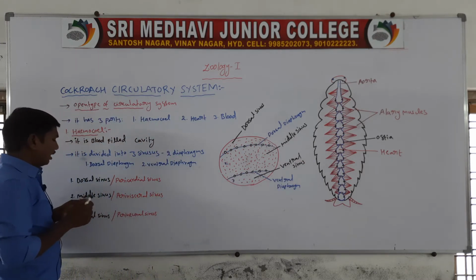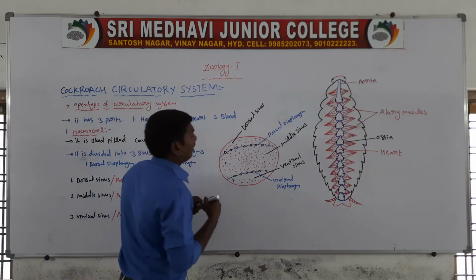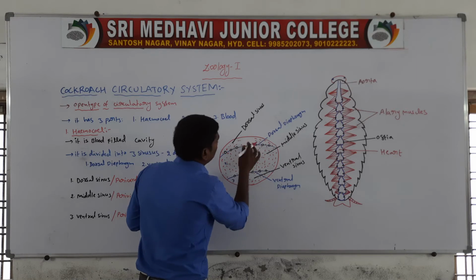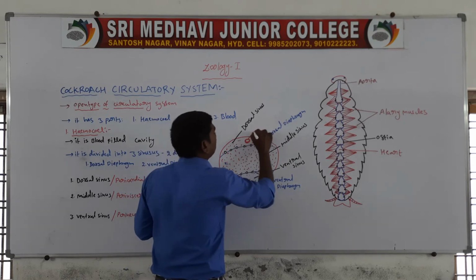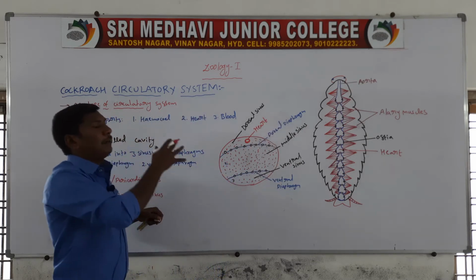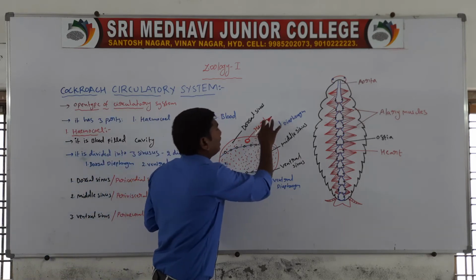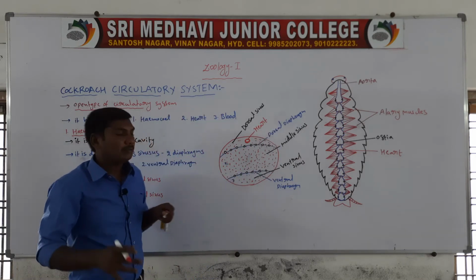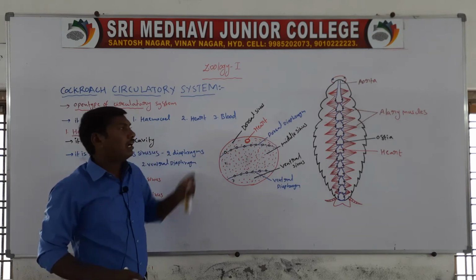First one, the dorsal sinus. So the dorsal sinus encloses the heart. So this sinus is also called as pericardial sinus. Heart means cardia. So the dorsal sinus is also called as pericardial sinus because it contains the heart.